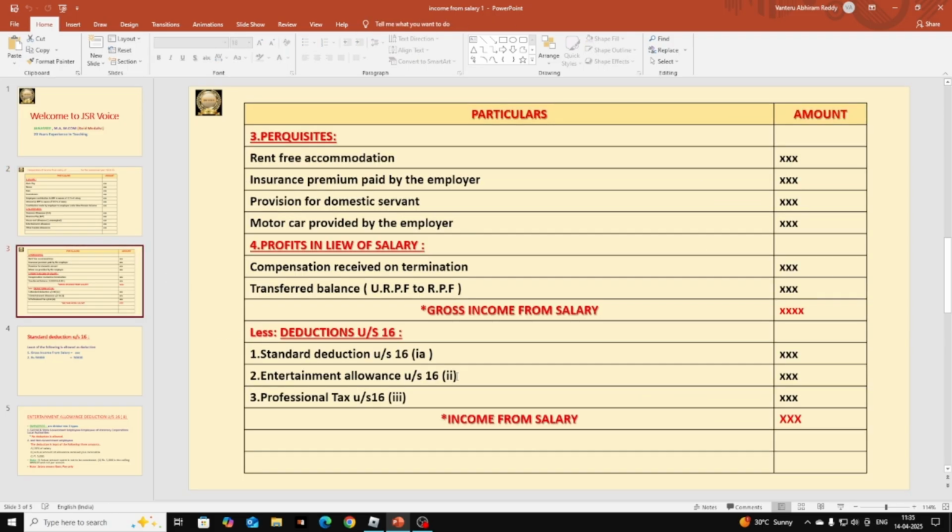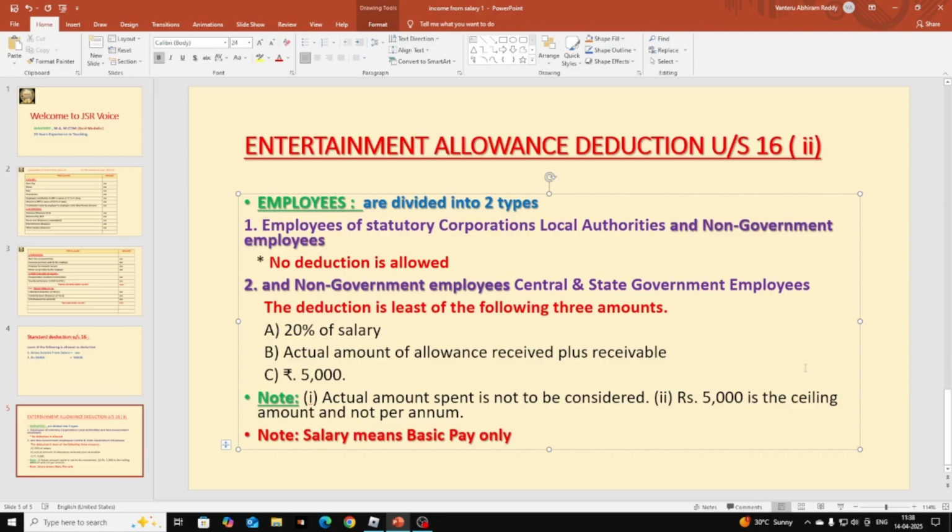So here, entertainment allowance under section 16 subsection 2. Who will get the deduction? How much will they get? Let us see the rule. Let us discuss entertainment allowance deduction under section 16 subsection 2. Here we have to divide employees into 2 types. The first one is employees of statutory corporation, local authorities and non-government employees. We can call them non-government employees.